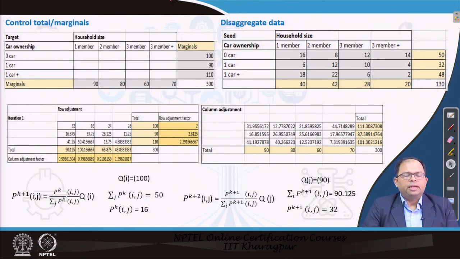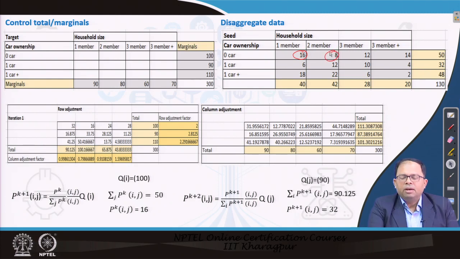In this particular example, you can see we have a classification table. This is the seed data from the sample population that we have, maybe surveyed for a particular area. We have household size for 1 member households, 2 member households, 3 member households, and more than 3 member households. Similarly, we have car ownership data for 0 car households, 1 car households, and more than 1 car households. These are the totals for each group, and these are the seed data.